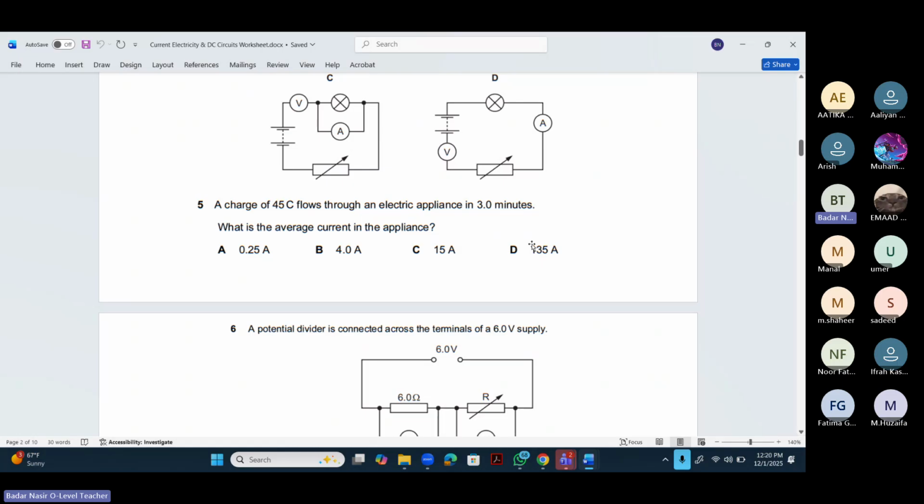Okay. Next up, a charge of 45 coulomb flows through an electrical appliance in 3 minutes. What is the average current? The formula for current that we saw at the start: I equals Q by T. The charge is 45 and the time is in minutes, so you have to convert the time into seconds. 3 into 60, we get 180 seconds. So 45 over 180, you'll get 0.25 amperes. If you say so, I can do the working for this as well. It's fine.